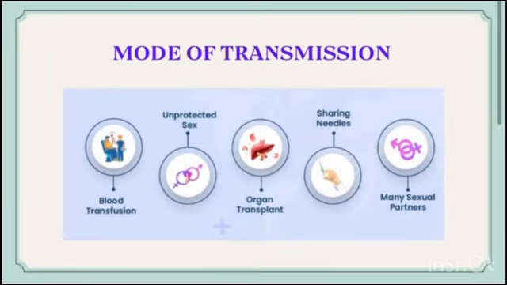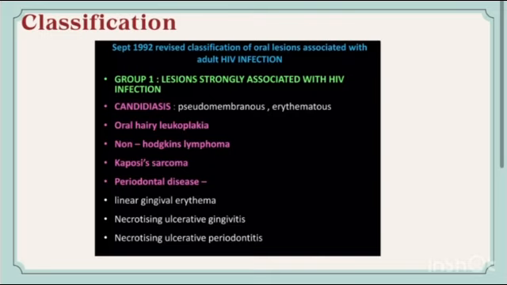Let's see the modes of transmission: blood transfusion, unprotected sex, organ transplant, sharing needles, and multiple sexual partners. Next, we're going to see the EC-Clearinghouse classification.